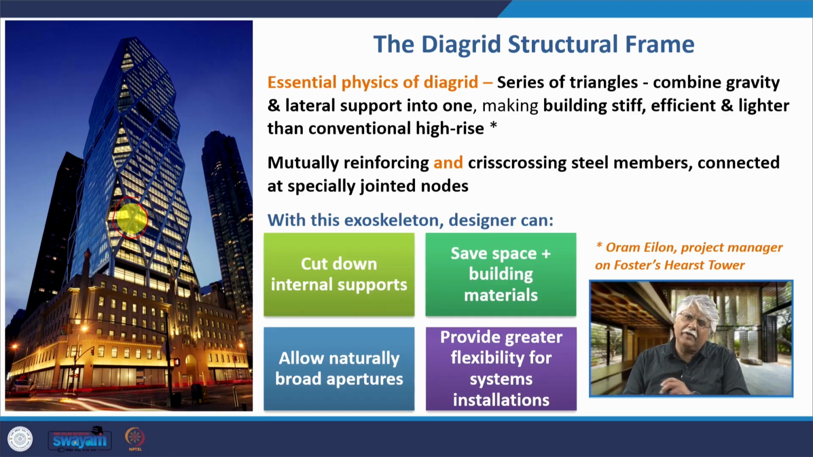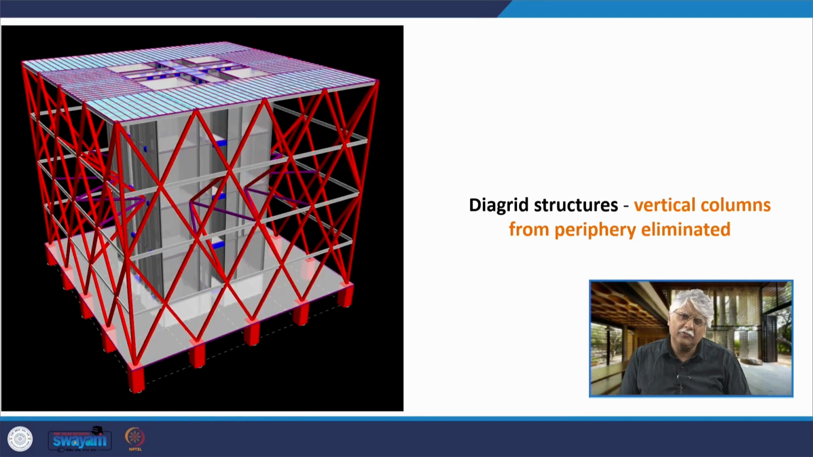With this kind of exoskeleton, the architect is able to cut down on internal supports, and I will show you that. It saves space and building materials. We will reflect on that again. I have already mentioned it to you earlier in the Hearst Tower presentation. It allows for naturally broad apertures and provides greater flexibility for the installation of systems. So this is the Diagrid structure with the vertical columns from the periphery completely eliminated.